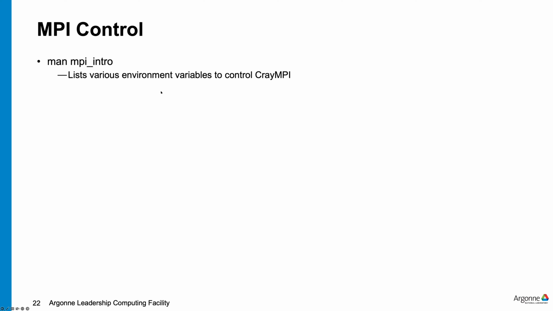Then if you're interested in tuning your MPI, HPE has many environment variables available in Cray MPI. So if you do man MPI_intro, there is a long list of things. It will tell you which things are set by default, but you can affect the rank map placement. You can affect how the GPU is used in conjunction with MPI, so on and so forth. So if you're looking for something specific, I suggest checking the man pages there.